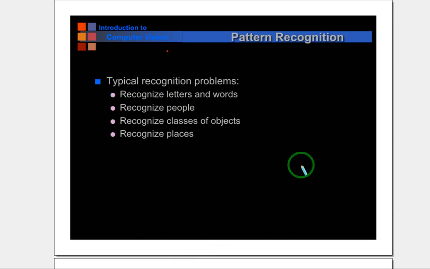So coming to another thing, pattern recognition. In pattern recognition, we have typical recognition problems: recognize a letter in a word, recognize people, recognize classes of a subject, recognize a place, and so on. All these things are based on different frequencies. If you want to see letters like A, B, C, D, E, F, G, H, each alphabet has its own different frequency, and a word again is different. For people, every person has their own different structure, so the frequency is going to change, and the same for classes and places. So using MATLAB you can recognize them by their frequencies.